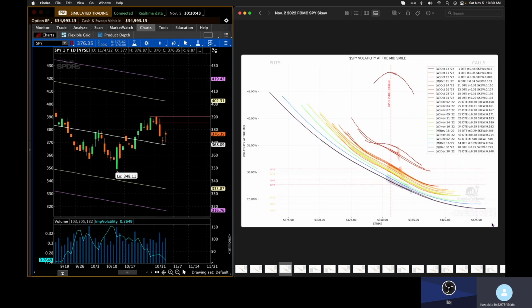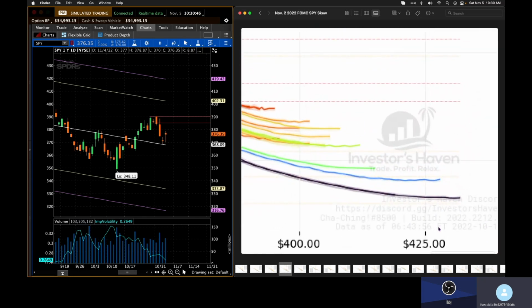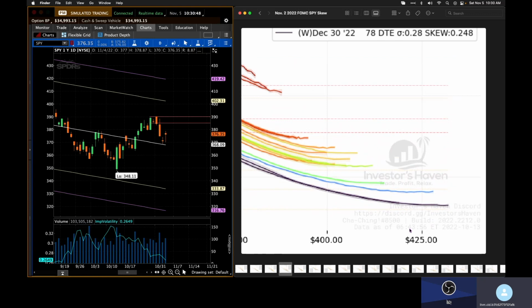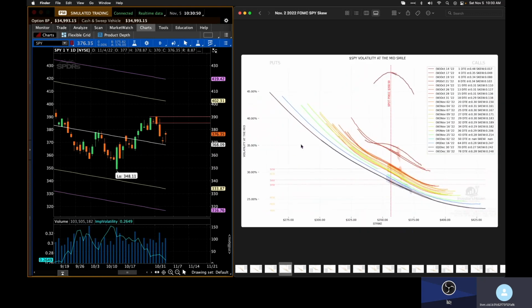What I was just checking was I wanted to make sure that we got this at 6 a.m., 7 a.m. or so. Okay. So this was the day before the FOMC, which makes sense because that's the shape that we're seeing.